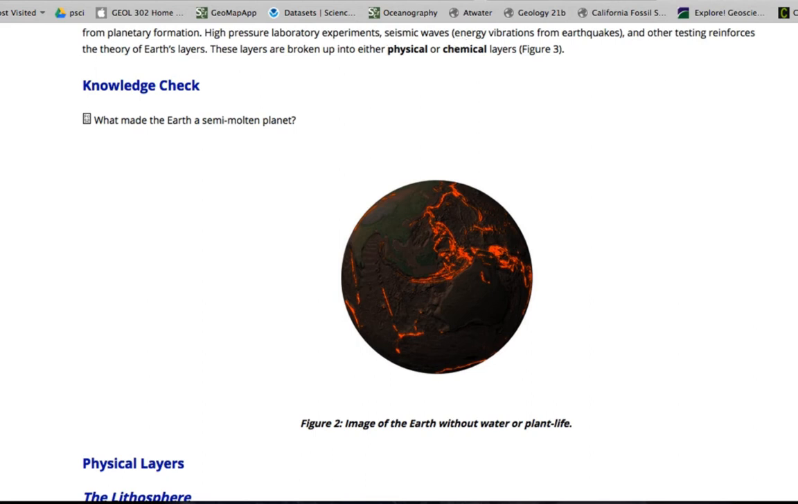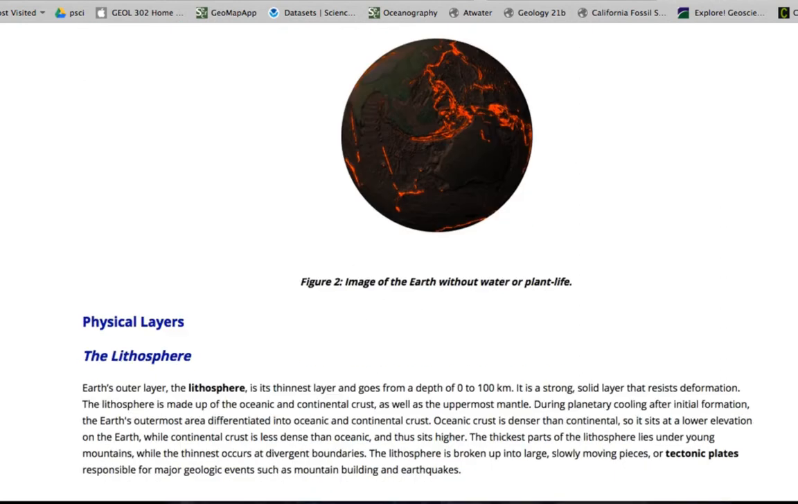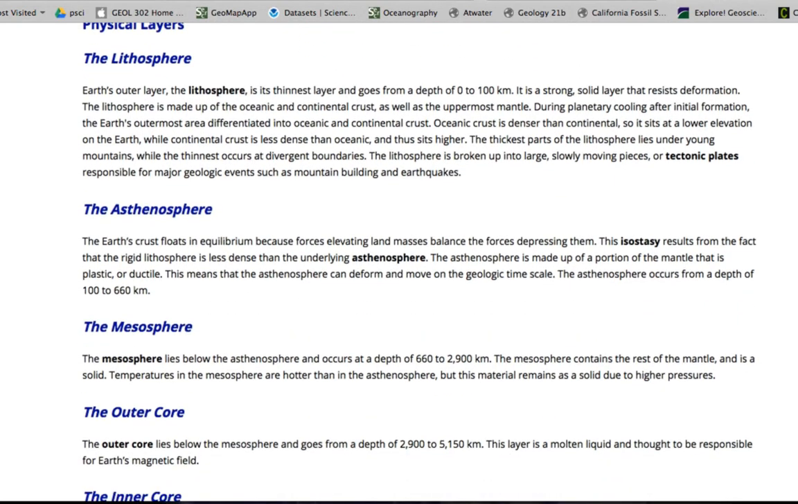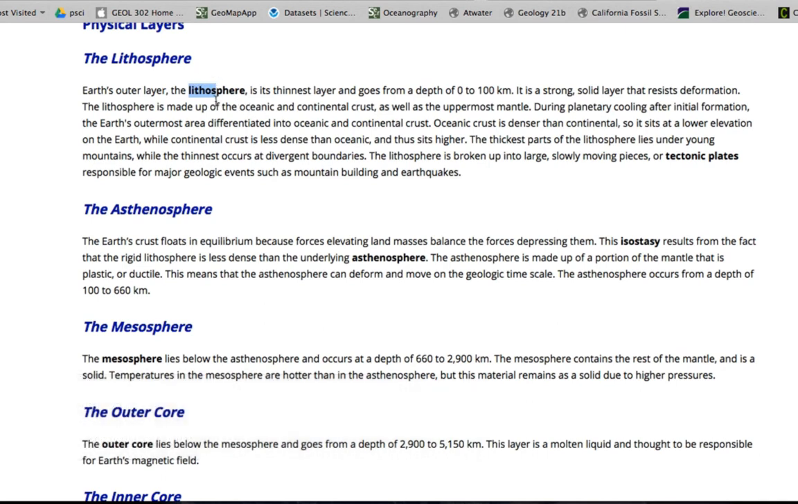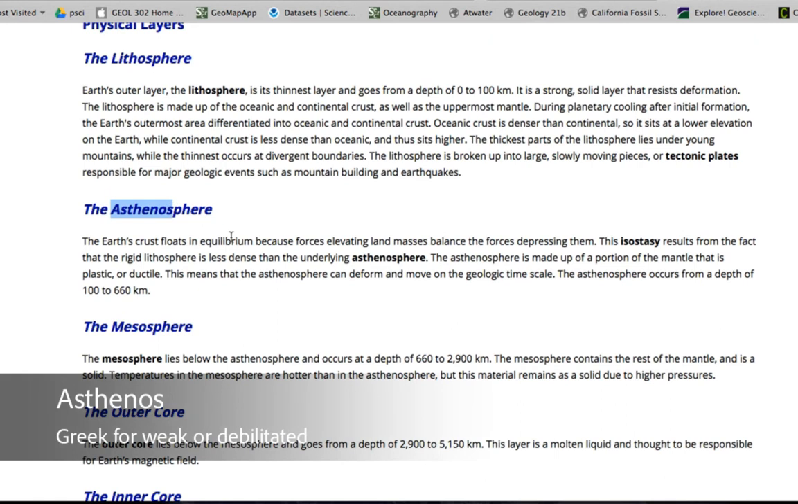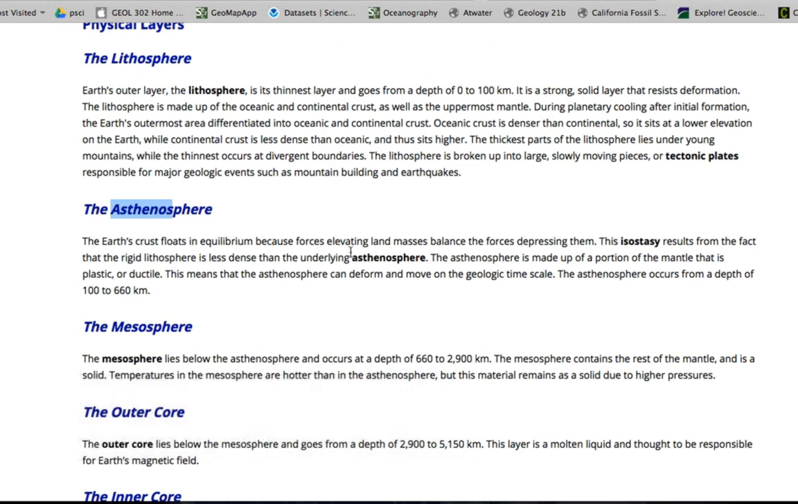The physical layers, well, now within these chemical layers, there are other boundaries. For example, they do have them in here. There's this lithosphere. The key thing I want you to know about the lithosphere is this Greek word lithos means stone in Greek. And the lithosphere, which comprises the crust plus the uppermost mantle, those are the tectonic plates. So whenever you see the word lithosphere, we're talking about tectonic plates, which are really kind of a hybrid of crust plus the uppermost mantle, right? And then the asthenosphere, here's another Greek word. This Greek word astheno means weak or debilitated. So it's a weak, soft layer. It may be partially molten, right?